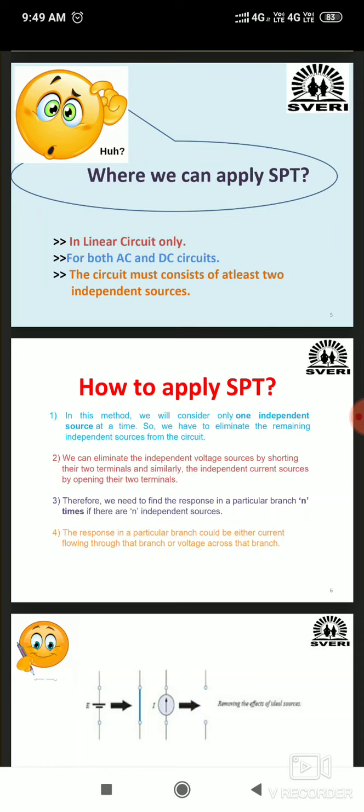जर एकच असेल वी कॅन नॉट अप्लाय द सुपरपोजिशन थेरम. It should be minimum two. मॅक्झिमम किती असेल तरी चालेल. ओके. So these are the three conditions where we can apply the superposition theorem.